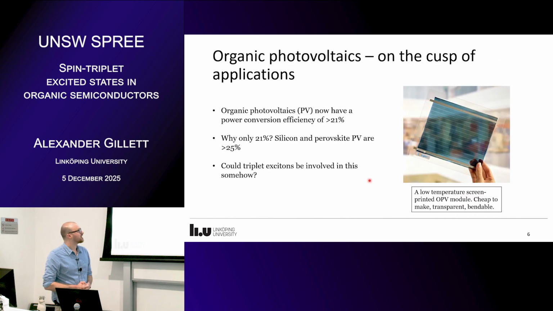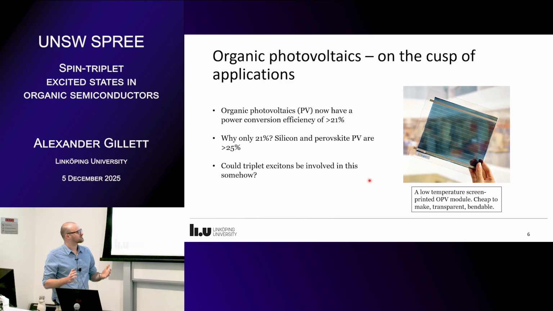So, to start off the talk, I'd like to talk a bit about organic photovoltaics. And they've been doing pretty well recently. If you've kept up with the field, they have efficiencies, at least on the lab scale, of about 21% now or so, which is putting them up in the big leagues with silicon and perovskites, which are hitting 25%, maybe a bit more, depending on your module.